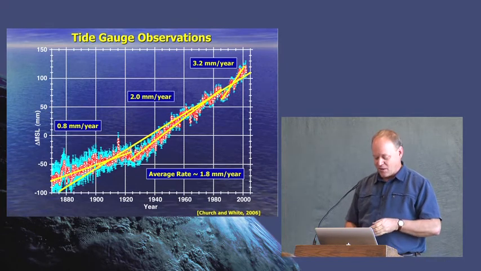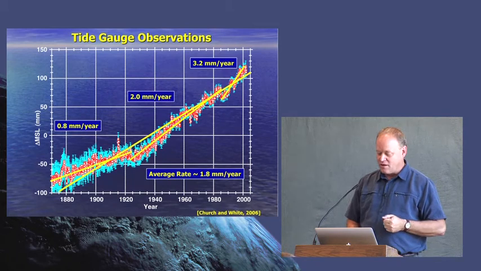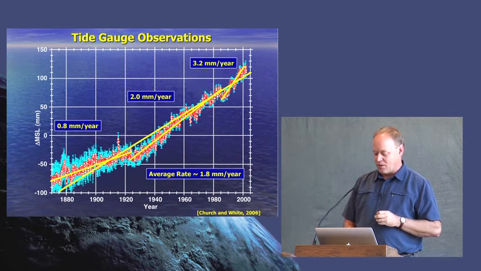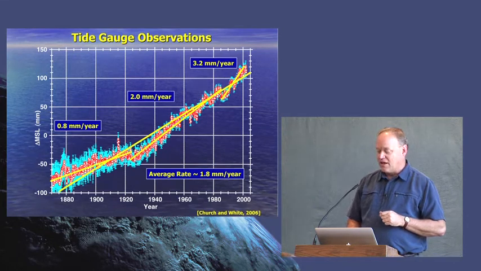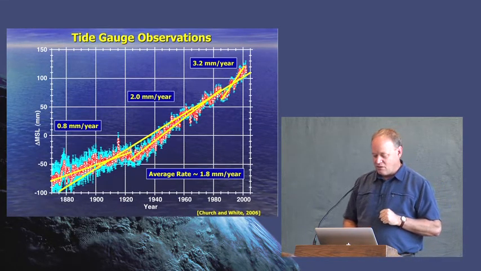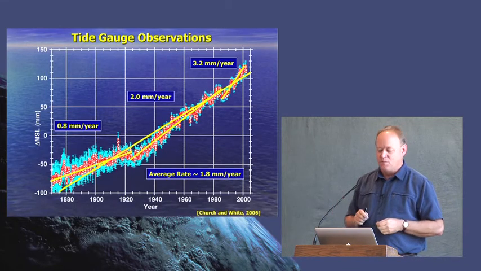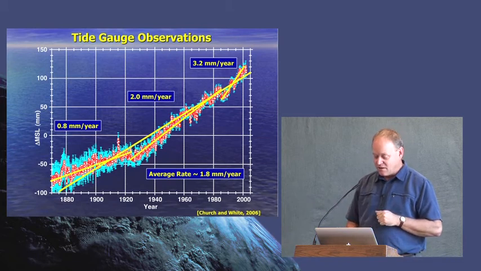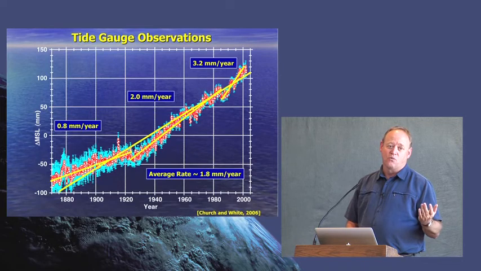But you can break this plot up. I see 3 different periods here, although scientifically we wouldn't really divide it up this way. For the first 40 years or so, it was going up at less than a millimeter per year. Then from about 1920 to about 1980, it was 2 millimeters per year. And then the last couple of decades, it's been going up at 3.2 millimeters per year. So clearly the tide gauges show us that the rate of sea level rise has been increasing.